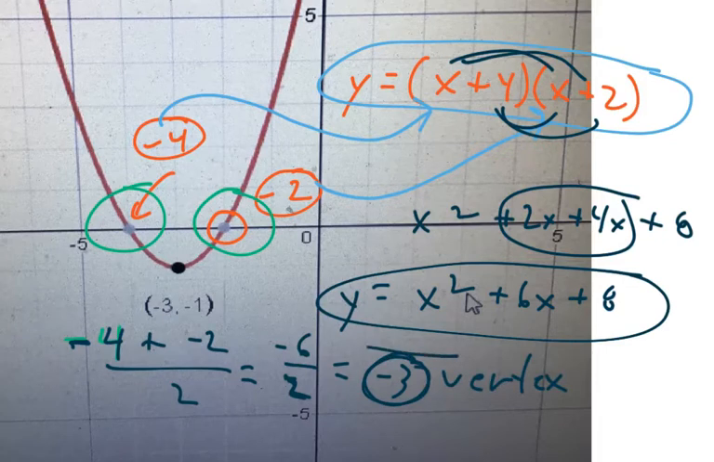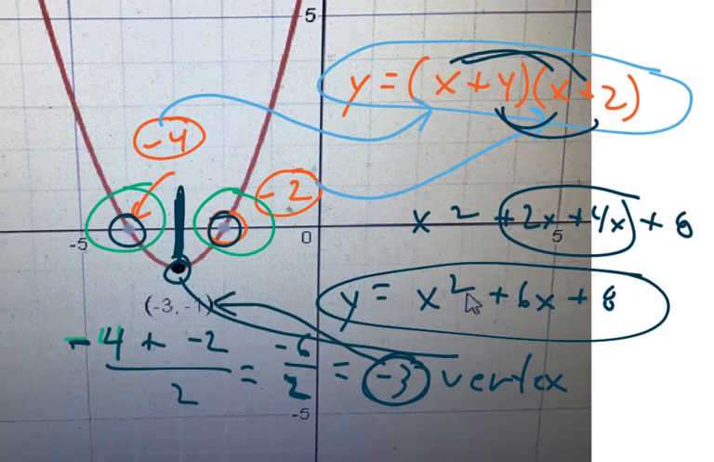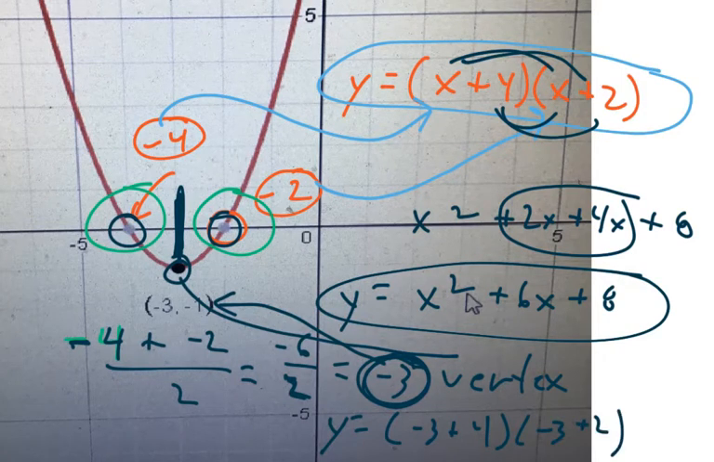Because the vertex is always, as you can see right here, perfectly in the middle between my two zeros, okay? And if I ever need to find the y coordinate for my vertex, in this case, all I have to do is take -3 and plug it into my equation. If I use the intercept form shown in red above, I know y would be (-3 plus 4) times (-3 plus 2). And -3 plus 4 is 1. -3 plus 2 is -1. 1 times -1 is -1.